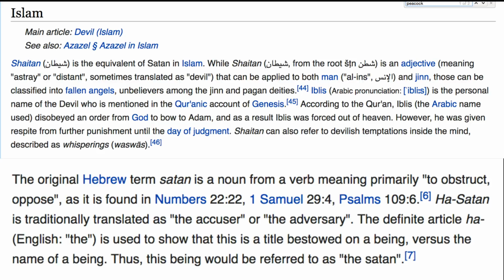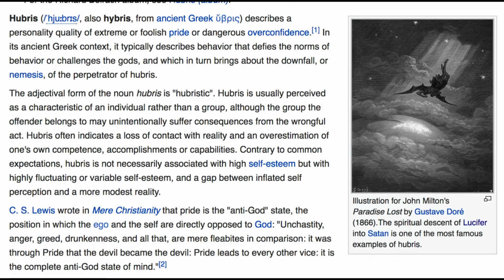Down below, the original Hebrew term Satan is a noun from a verb meaning primarily to obstruct or oppose. He opposed, he didn't want to bow down, as it is found in Numbers 22:22, 1 Samuel 29:4, Psalms 109:6. Ha-Satan is traditionally translated as the accuser or the adversary. The definite article ha, the, is used to show that this is a title bestowed on a being versus the name of a being. So these are titles, this is an action, this is something that people are doing, disobedience. Thus this being would be referred to as the Satan.